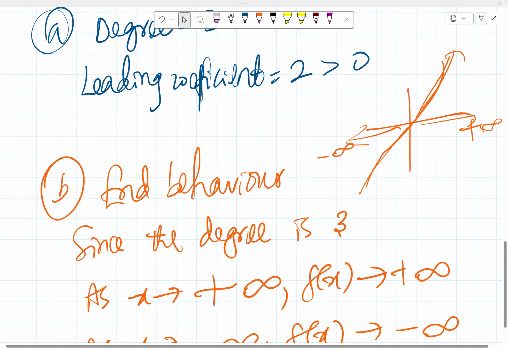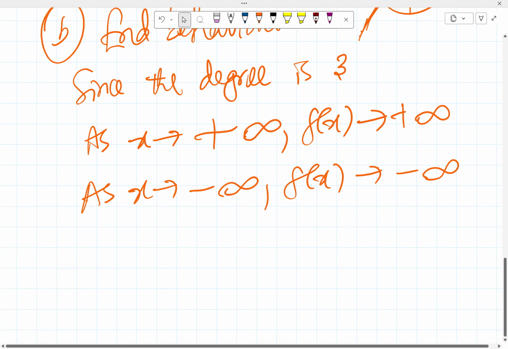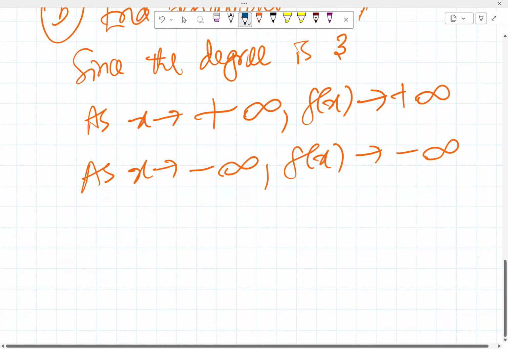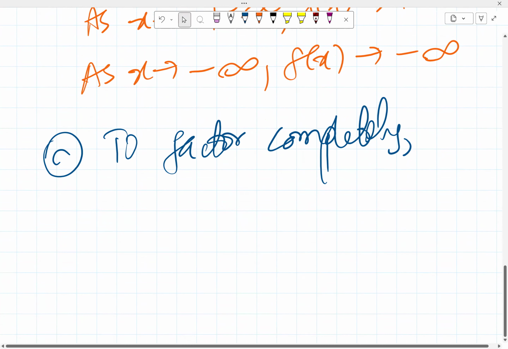So we already have an idea of what the shape might look like. This may not be accurately the same, but for all we care, we know the graph will start from the bottom left and get out at the top right. So other things can happen in between, but at least we are persuaded about this for starters. Now we need to factor completely. All right.